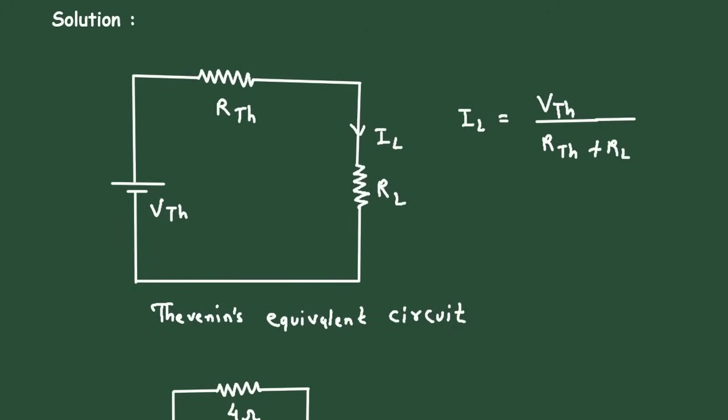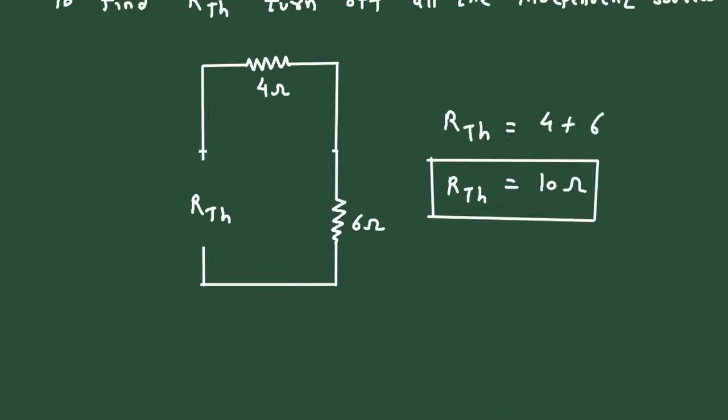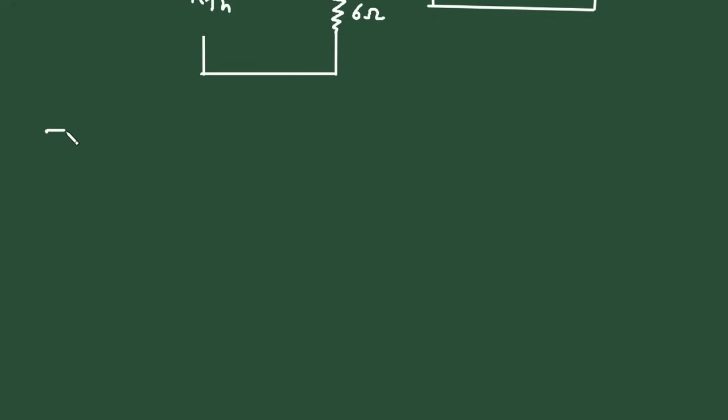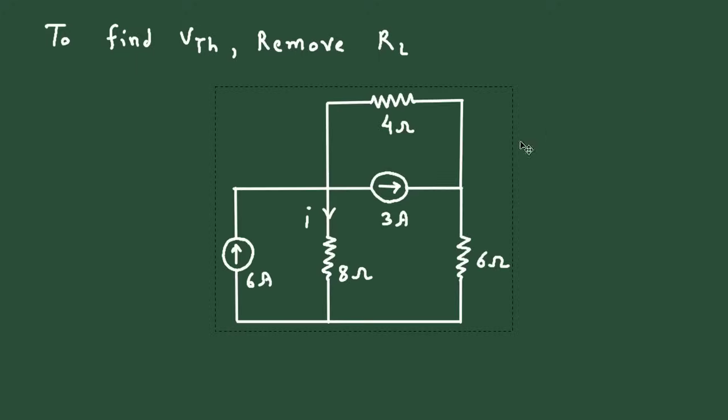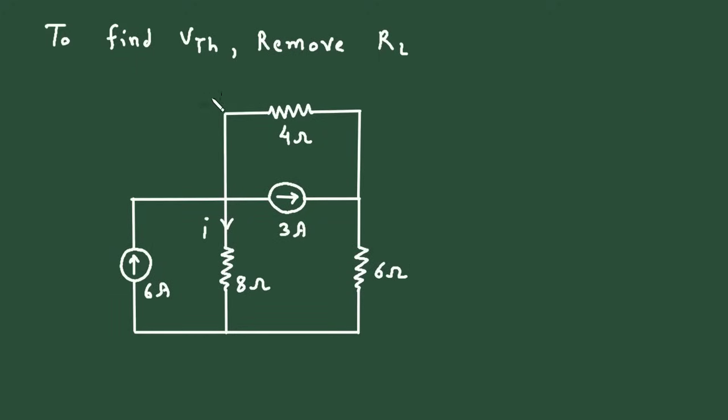Now the next step is to find the value of VTH. So to find VTH, remove RL. Now from here, if we have to find the value of VTH, we have to remove this RL, and now this will be our VTH. This will be positive here and negative here. We have to find this voltage, and this will be our VTH.